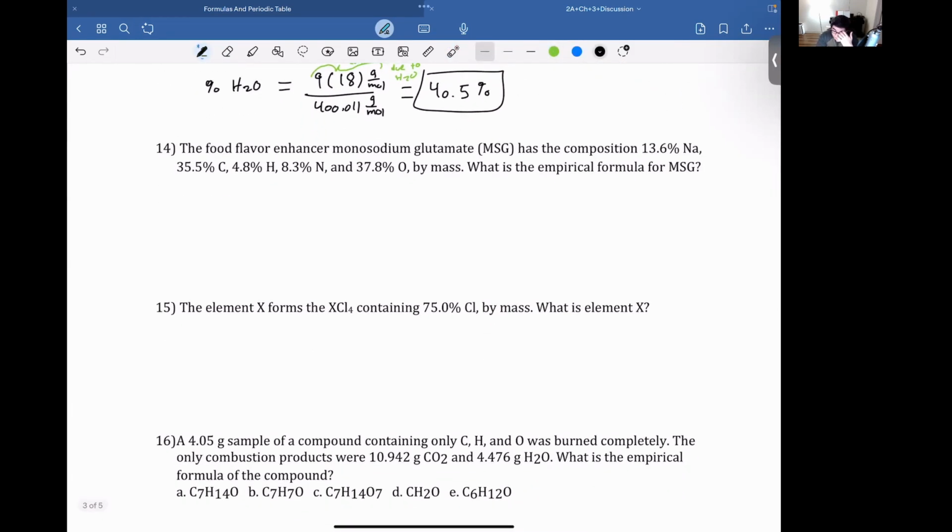14, it says the food flavor enhancer monosodium glutamate, MSG, has this composition. What is the empirical formula? So this is the exact same type of problem. So I will work through this. If you're comfortable with these problems, I highly recommend just going to the next one. We're doing the same thing. So there's 100 grams of the substance. You have 13.6 grams of sodium. You have 35.5 grams of carbon, 4.8 grams of hydrogen, 8.3 grams of nitrogen, right?